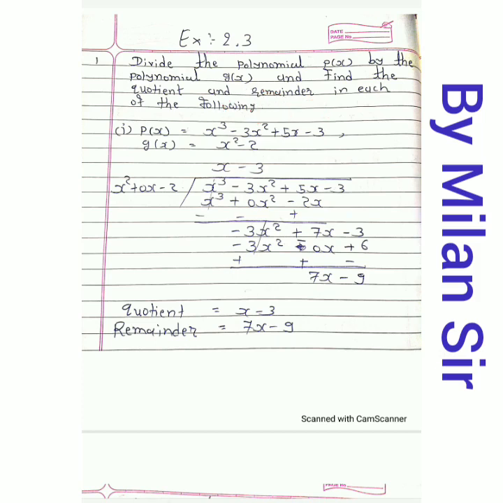But in g of x, there is x square minus 2. Here the exponent is 2, but there is not any single term which contains x. So in place of it, we can put 0x. So x square plus 0x minus 2, that means x square minus 2. We do not change the equation, we just change the form of our equation.